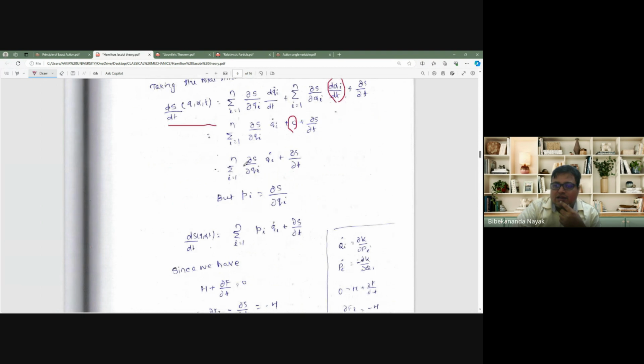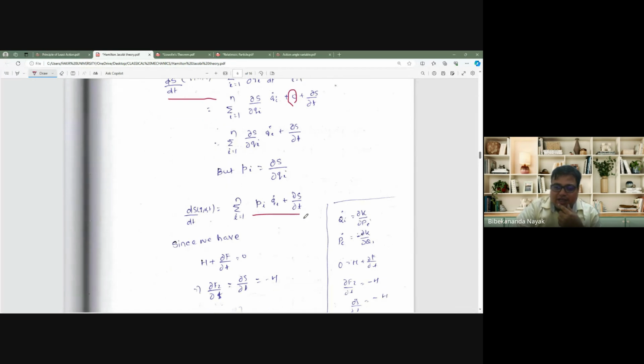Again, S is F, we know pi is equal to del F by del qi, or del S by del qi. If you put this, it will be pi qi dot plus del S by del t. But again, H plus del F by del t is equal to 0. We said K is equal to 0. This is K. If K is 0, it is 0. That means del F by del t is equal to minus H. Del F by del t is equal to del S by del t. So del S by del t is minus H. So dS by dt is equal to sum of pi qi dot minus H.